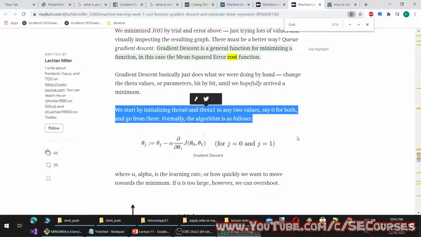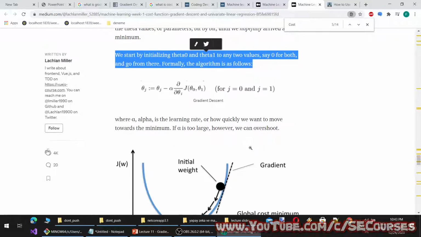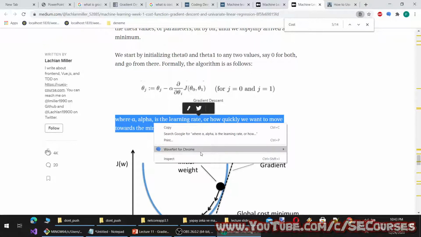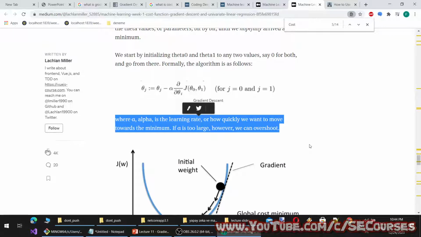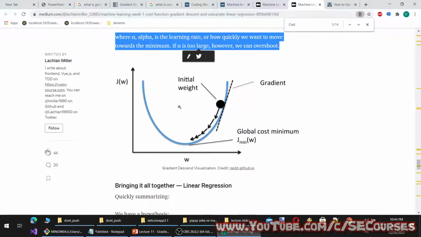We start by initializing theta 0 and theta 1 to any two values, say 0 for both, and go from there. Formally, the algorithm is as follows. So this is the gradient descent algorithm. Let's try to understand it. Where alpha is the learning rate, or how quickly we want to move towards the minimum. If alpha is too large, however, we can overshoot. So this alpha is the learning rate.